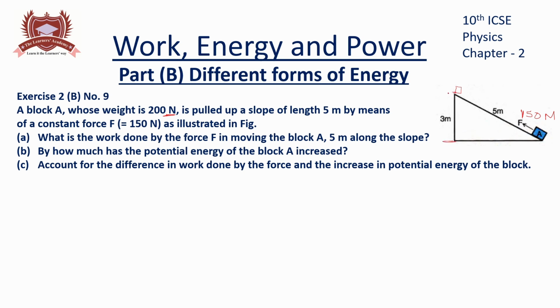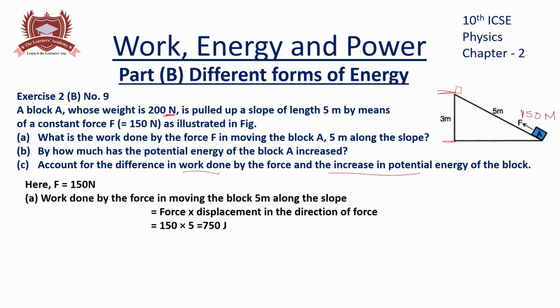So potential energy would take into consideration only the difference in the heights. Obviously there would be a difference between the work done and the increase in the potential energy, because it is doing the work along a direction and it is increasing the height. The potential energy would depend on the increase in the height. So first case, the work done would be force multiplied by displacement, in the direction of force it would be 150 multiplied by 5, so that would be 750 joules.